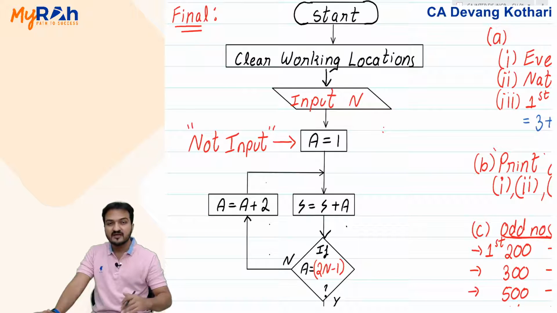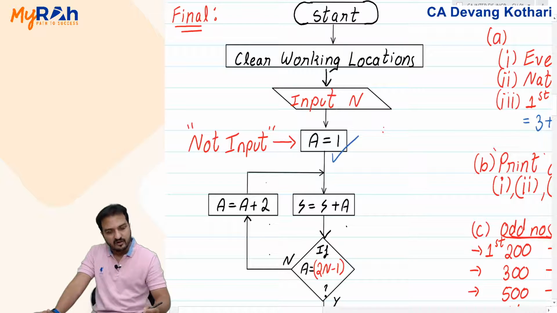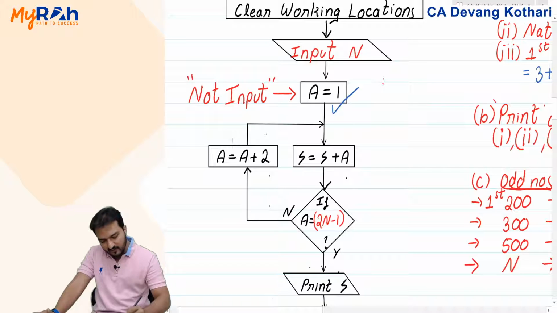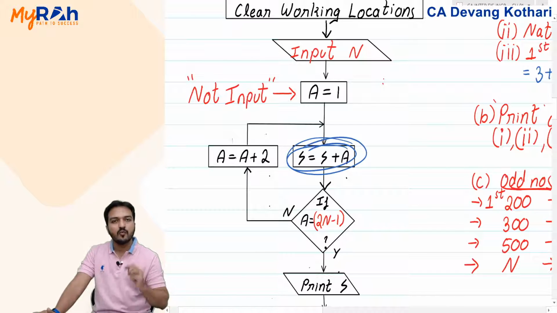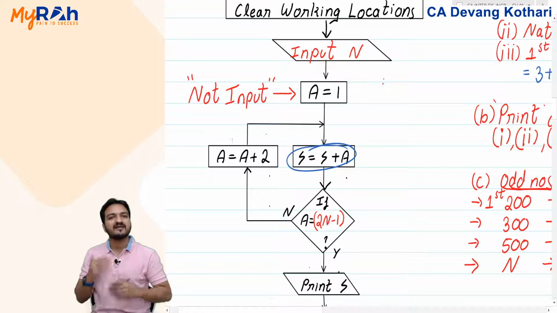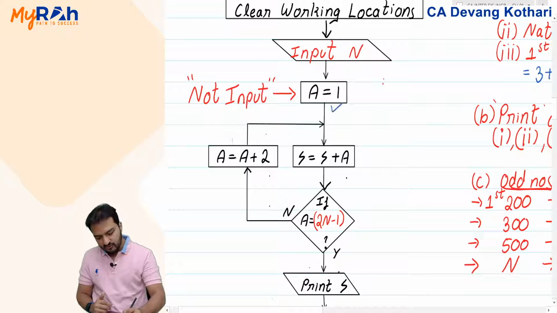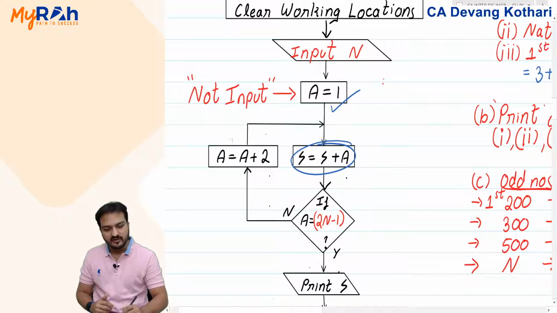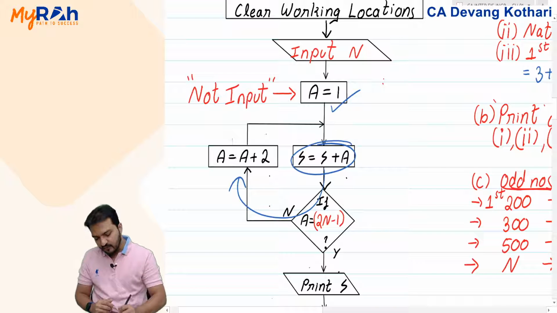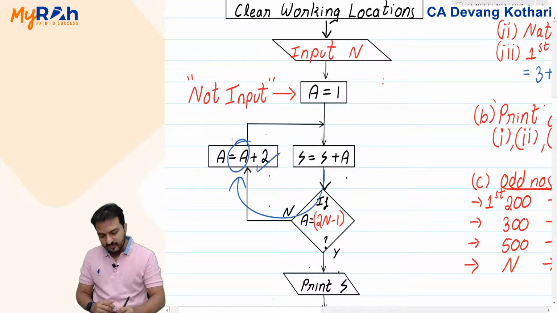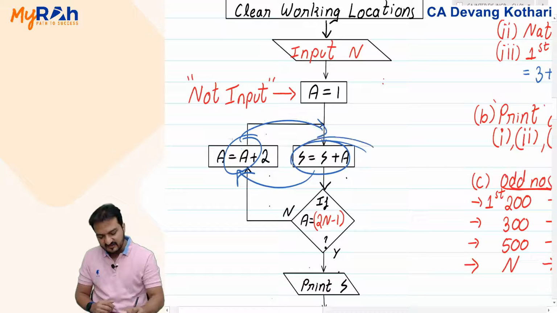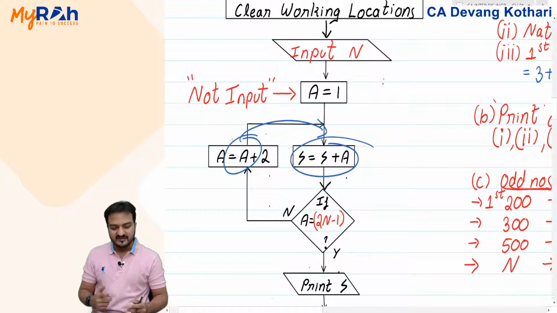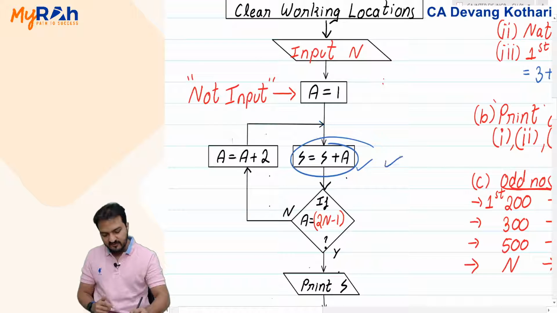Then for making summation of odd numbers, I started with the first odd number, a equals 1. That 1 is collected in location s. The command s equals s plus a shows that you are collecting different values of a. So the number 1 is collected in location s. Then a value 1 plus 2 becomes 3, and 3 is collected in location s. Then again plus 2 becomes 5, and 5 is collected in location s, and so on. You keep collecting different odd numbers over here.